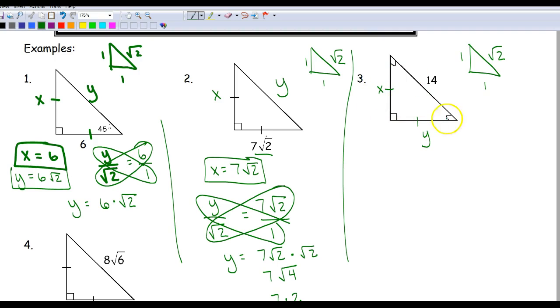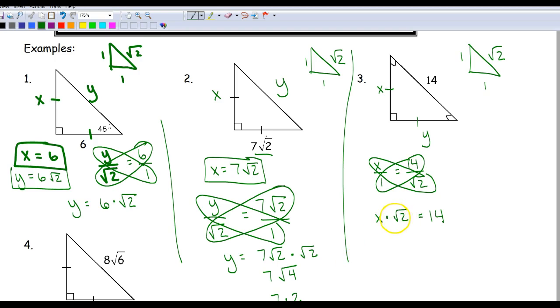This one is about as hard as it gets. So if you understand this one, you'll be fine. X matches up with 1, and 14 matches up with root 2. And you're going to want to cross multiply. So when we cross multiply, we have x times root 2 equals, and then we have 14 times 1, or just 14. And we did one like this yesterday.